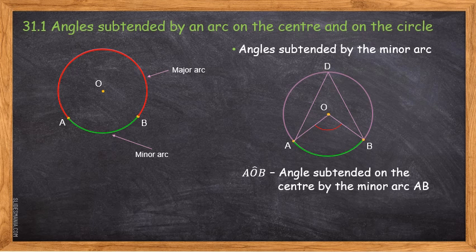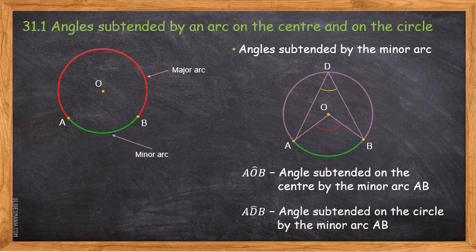We call it the angle subtended on the remaining part of the circle by the minor arc AB. Right? According to this figure, it is ADB. ADB, angle subtended on the circle by the minor arc AB. Right. Similarly, you can consider angles for the major arc as well. Then let's look at that.